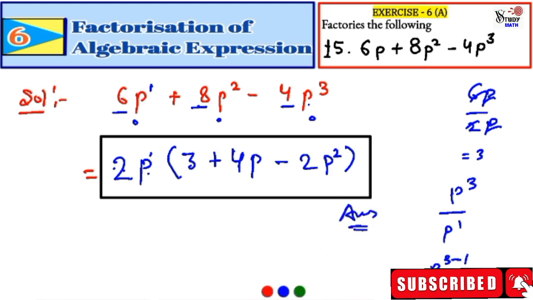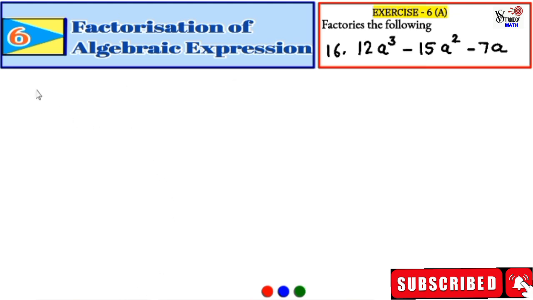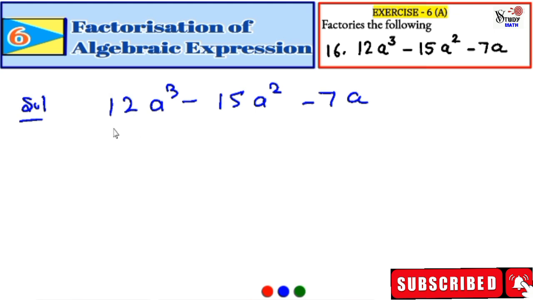This is the answer. Now move to question number 16. We have 12a to the power 3 negative 15a to the power 2 negative 7a. Here nothing is common because of this 7. In the first two terms 3 is common, but 3 is not in the third term. So there is no numerical value taken as common.